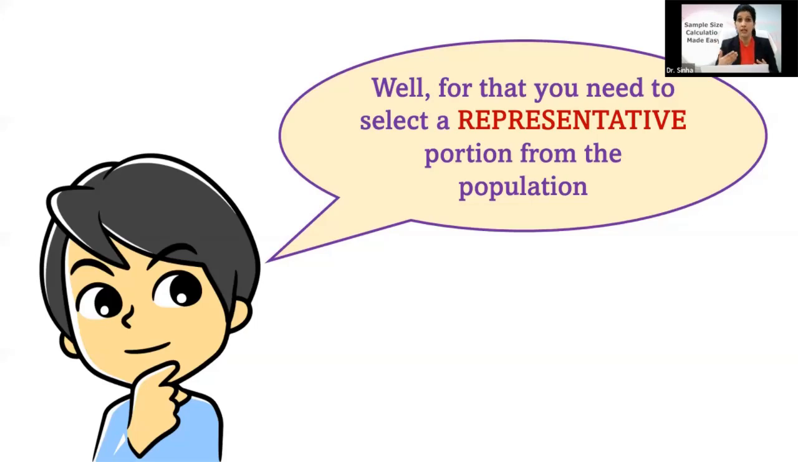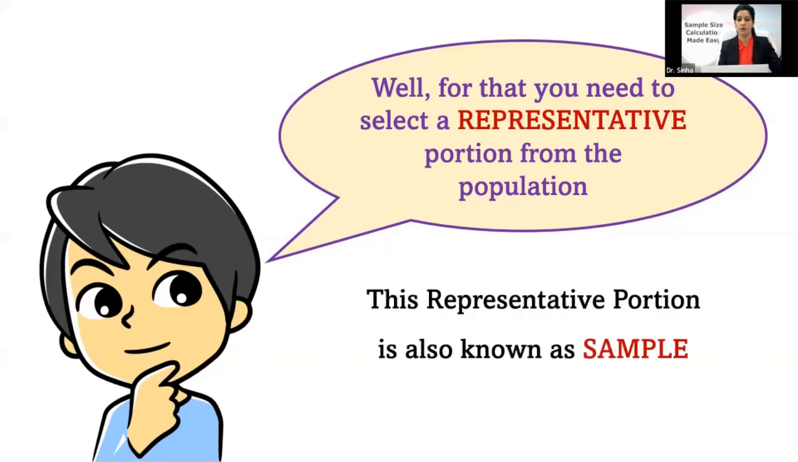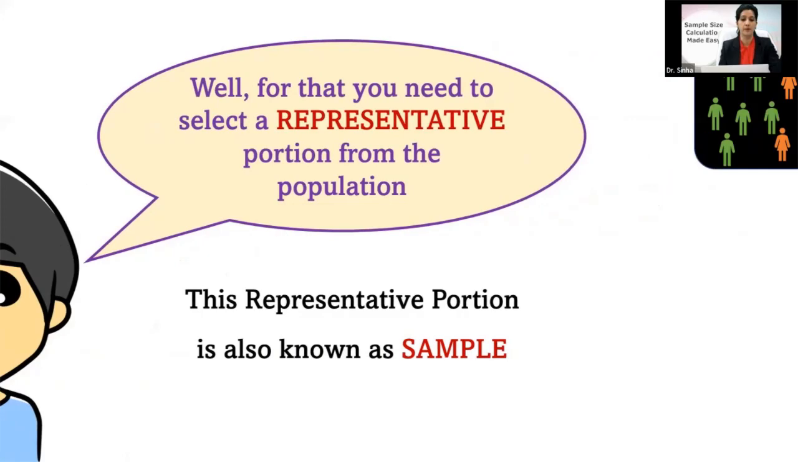Otherwise, if that sample is not representative, you are introducing a sampling error, and that error will impact your outcome, and it may have a less or more effect than the usual. So this representative portion is known as the sample.